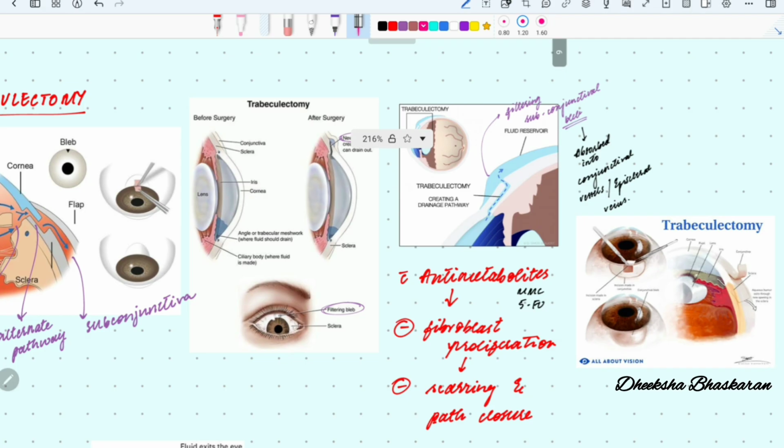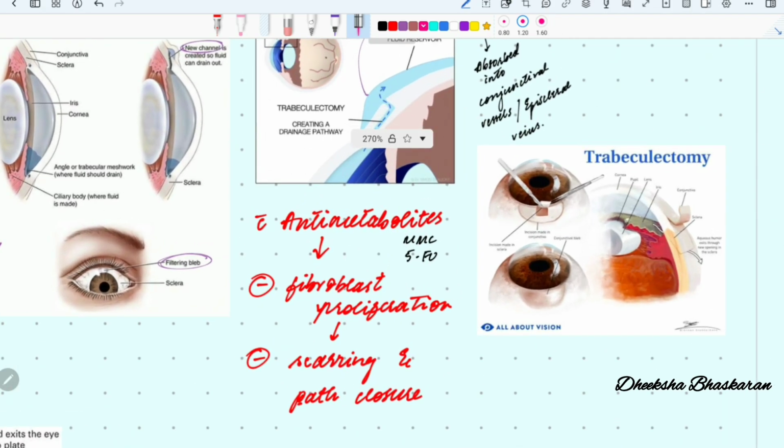So this is trabeculectomy, and with trabeculectomy you need to give antimetabolites such as mitomycin C or 5-fluorouracil. These inhibit fibroblast proliferation so that there is no scarring or path closure. We created an artificial path here, and in children there's active healing, which can cause fibrosis of these parts, and the pathway can get closed, so there is no use of the surgery. So to complement the surgery, we use antimetabolites so that the pathway remains patent and the drainage keeps on happening.